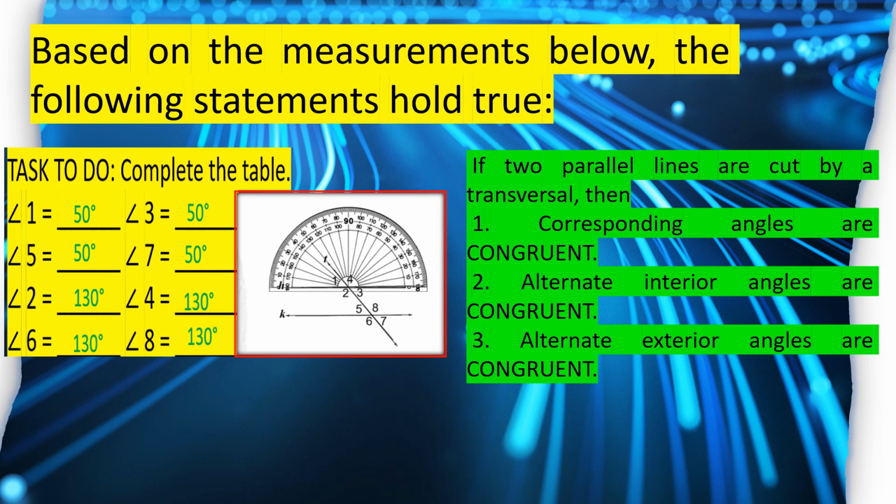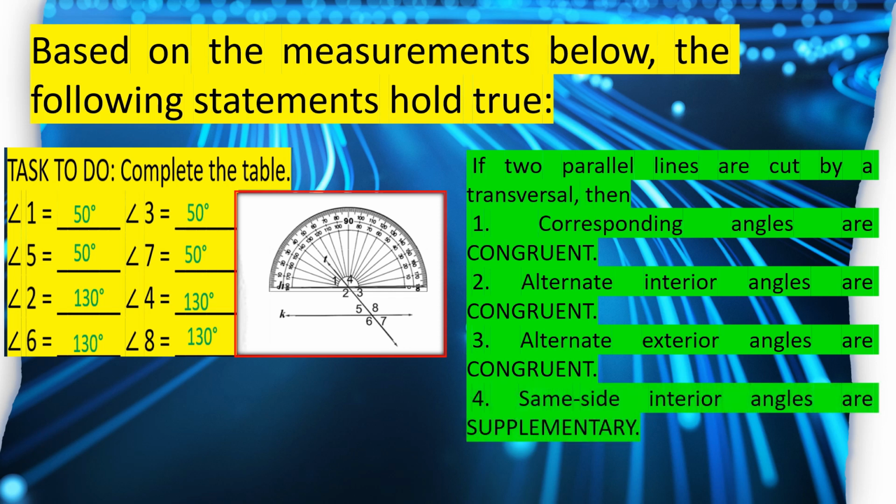Alternate exterior angles are congruent. So alternate exterior angles, we have angle 1 and angle 7, angle 4 and angle 6. They are said to be congruent. They have the same measure.